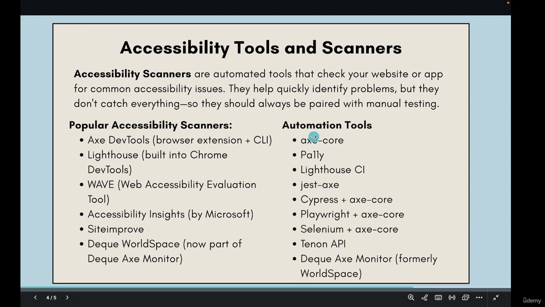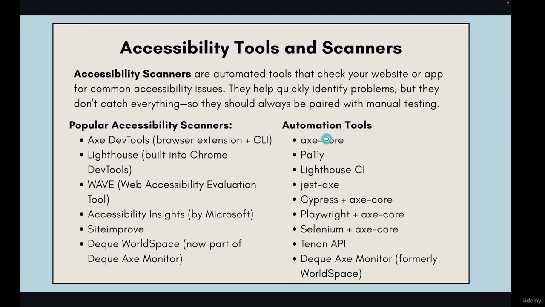For example, axe-core. This is the engine behind Axe DevTools. It integrates easily with JavaScript testing frameworks like Jest and Cypress and Selenium. It's open source, it's fast, it's reliable, and it's WCAG compliant. So basically, the way you use it is as an add-on to another automation tool. For example, Playwright plus axe-core. You use Playwright for the browser automation, and you use axe-core for the scanning part. So these are some of the tools that you should get familiar with if you're going to do accessibility testing.